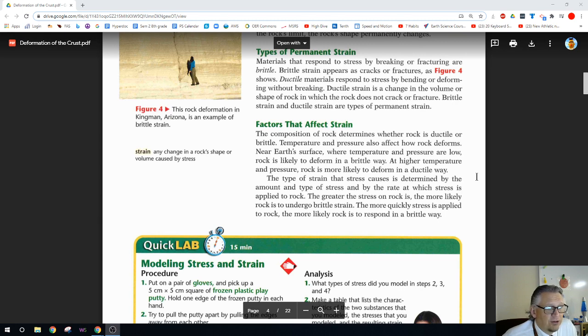The type of strain that stress causes is determined by the amount and type of stress and by the rate at which stress is applied to rock. The greater the stress on the rock is, the more likely the rock is to undergo strain. The more quickly stress is applied to rock, the more likely the rock is to respond in a brittle way.